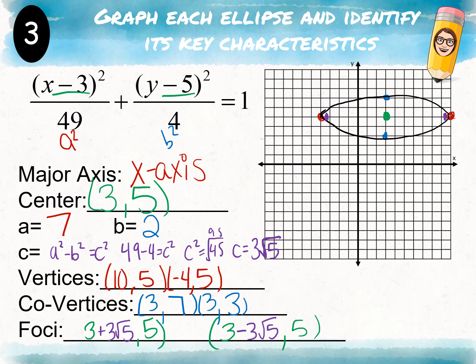So see how I did that? I took the center point, and I'll do this every time. I'll add or subtract the c value. If it's orientated horizontally, I add it on the x. If it's orientated vertically, I add it to the y.